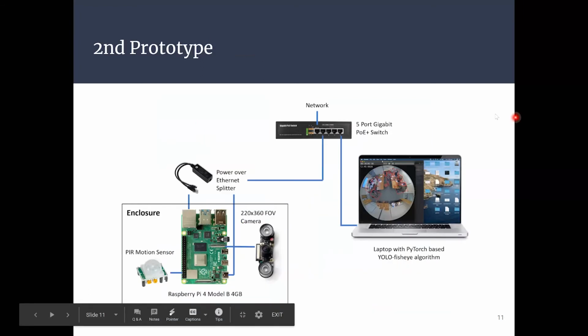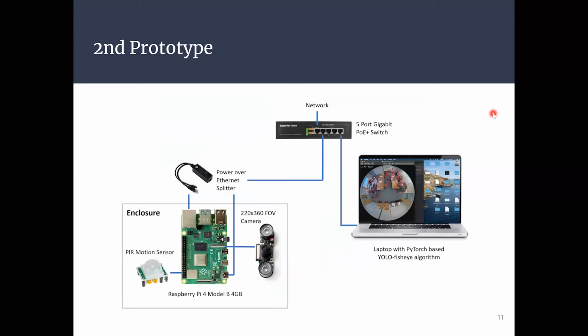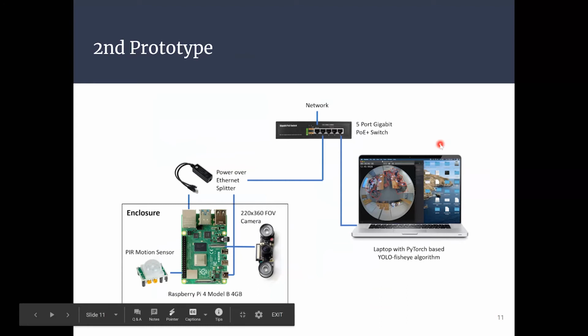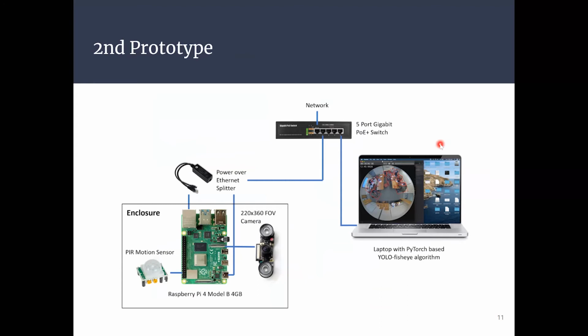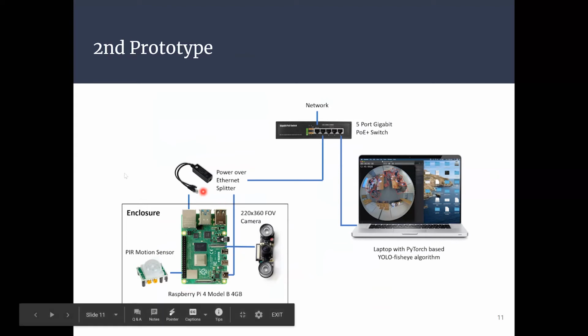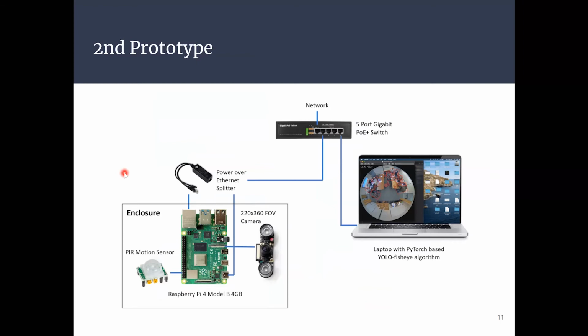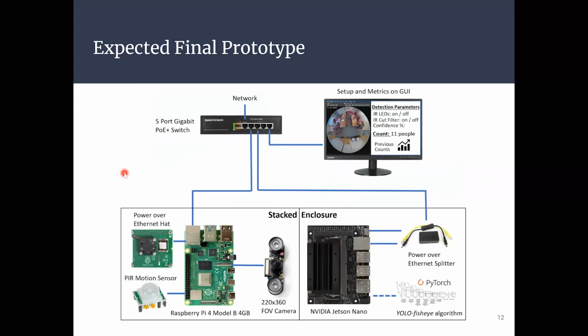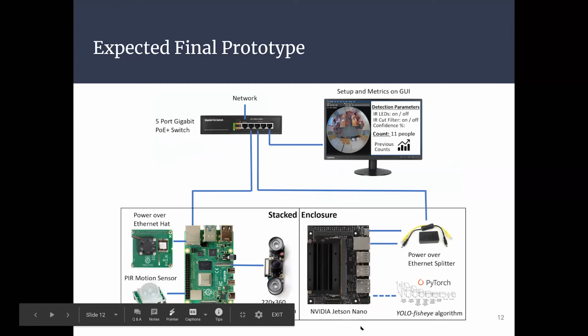So this is an abstraction of our second prototype. Here, we are running the algorithm on a computer, which is actually not one of our client's requirements. And this is actually the biggest challenge of our project because deep learning algorithms are not typically run on embedded processors such as the Raspberry Pi 4, and this is something that we worked on for our next prototype. Our expected prototype would have been using the NVIDIA Jetson Nano as the processor that runs our algorithm.